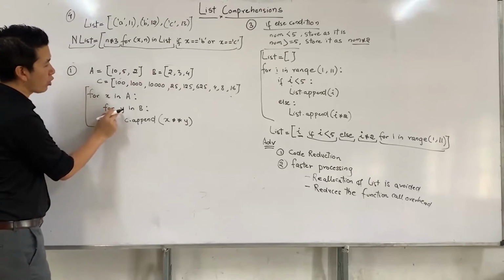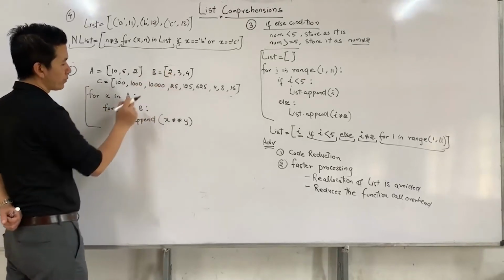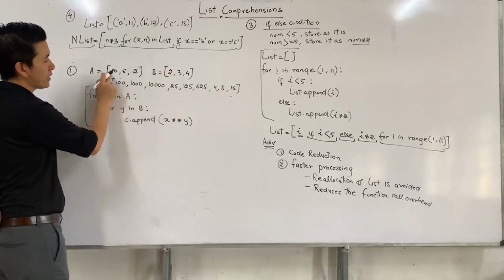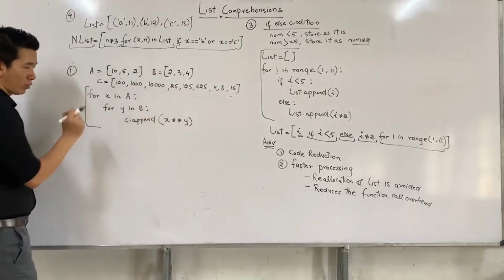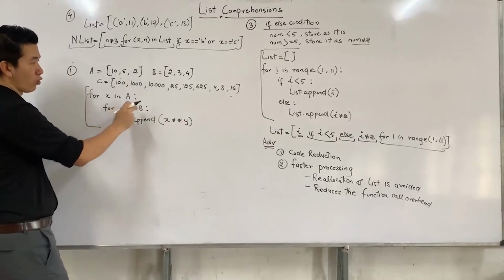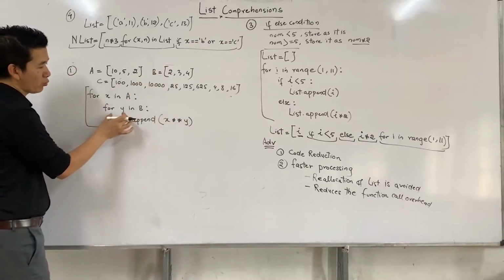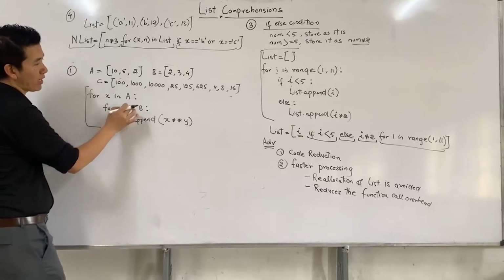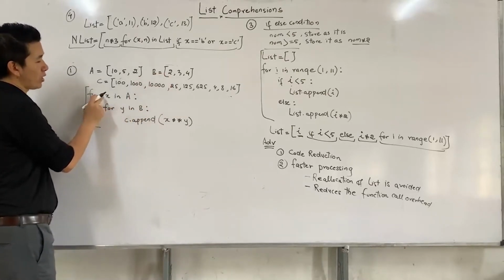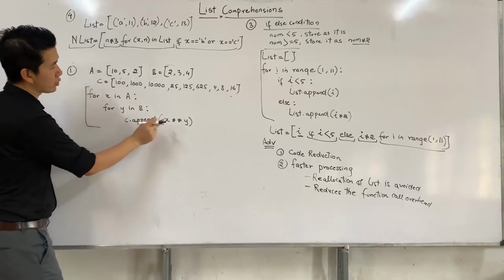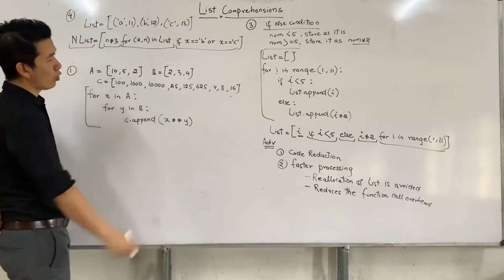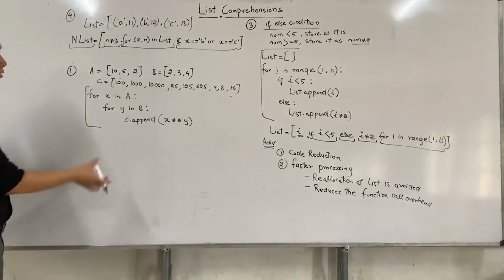The next value of Y will be 3, but the value of X will still be 10. So 10 raised to 3 will be 1000. And then y will again go for the next value. When I'm done with all the possible values of y as 2, 3, 4, x will pick up the next element in A, which is 5. So again 5 raised to 2, 5 raised to 3, 5 raised to 4, and so on and so forth.